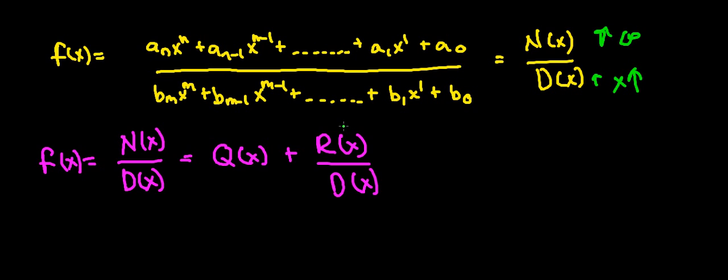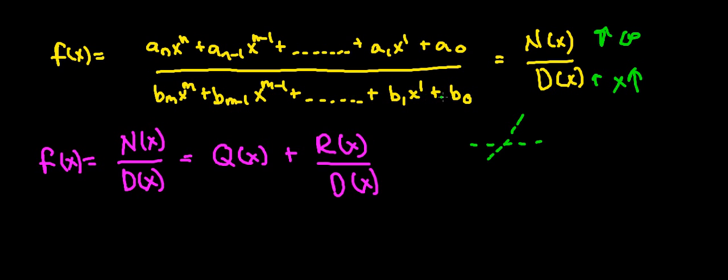But what we're about to learn right now is a special case of that. When the power of the numerator is greater than the denominator, but only by 1. And when that happens, we get something called an oblique asymptote. We don't get a horizontal asymptote, we get an oblique asymptote, which means we get a diagonal asymptote. So instead of getting a horizontal one, we get a diagonal one.